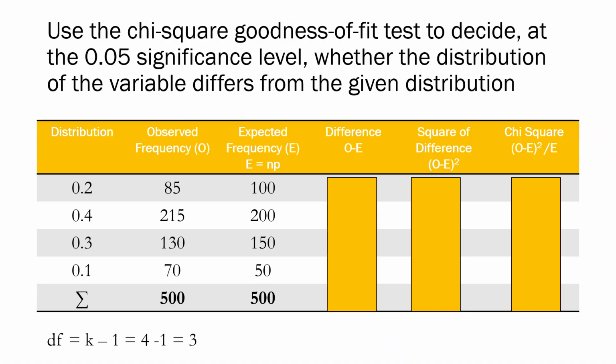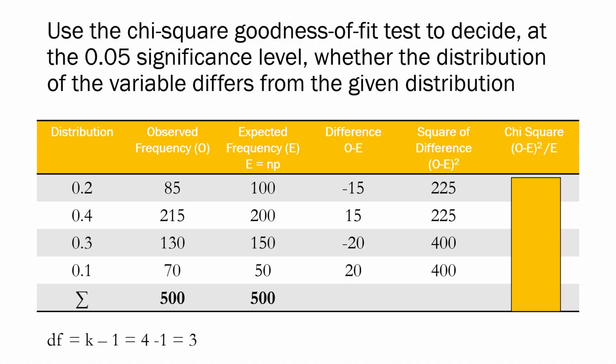So you just go 85 minus 100, 215 minus 200, and you fill in this column here. Are you going to get negative numbers? You bet you are, and that's totally fine. Negative numbers are fine. Then what we do is we square the difference. So all we have to do is take negative 15 squared, 15 squared, minus 20 squared. Okay, so I'll uncover this column here, and you'll see that these are just the squares.